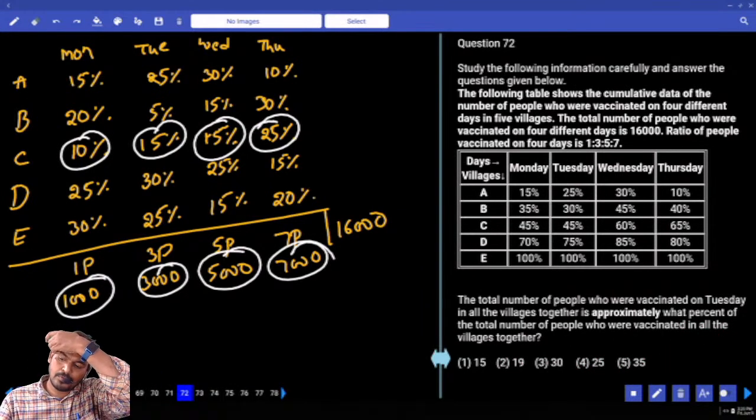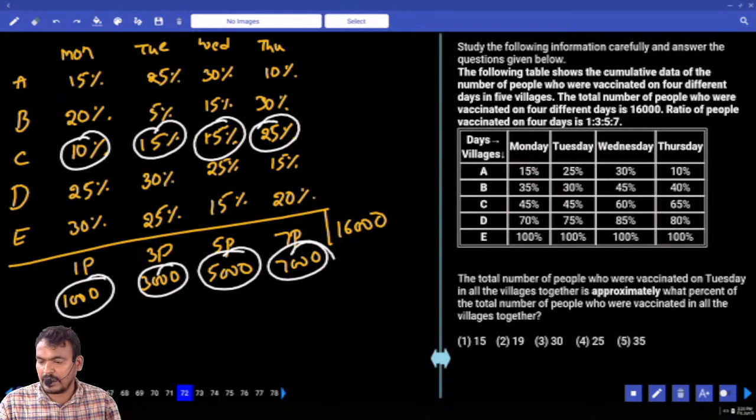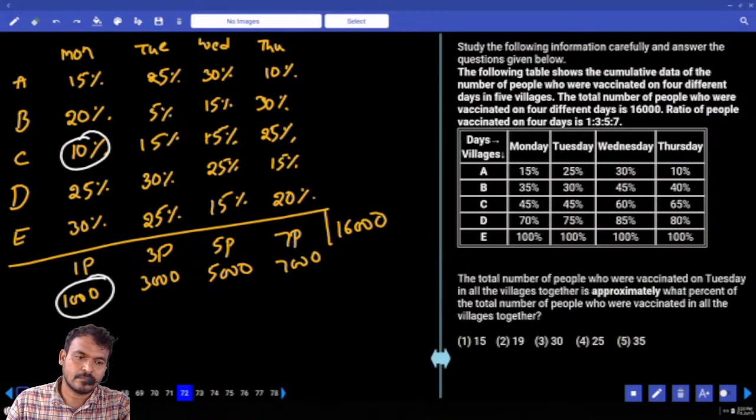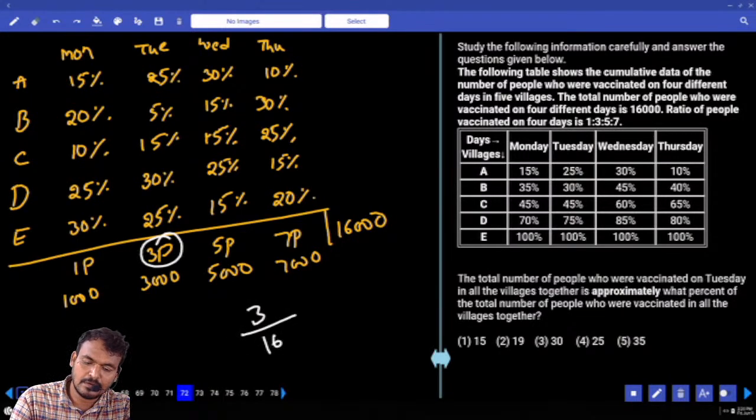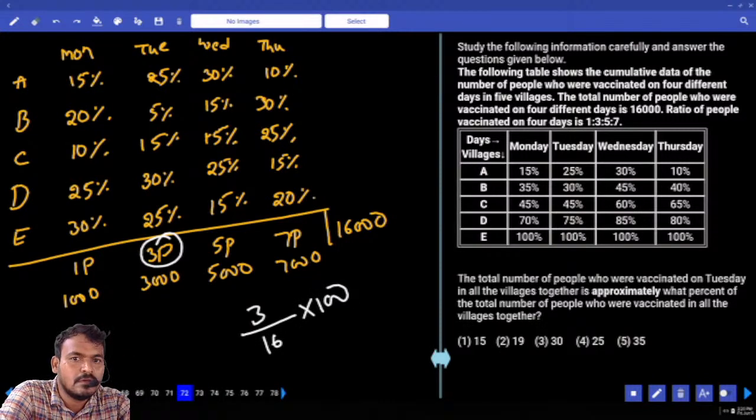The total number of people who were vaccinated on Tuesday in all the villages together is approximately what percentage of the total number of people who were vaccinated in all the villages together? Total number of people who were vaccinated on Tuesday. What is the Tuesday value? How many parts? 3 parts. 3 upon total how many parts? 16 parts, into 100. 3 upon 16.